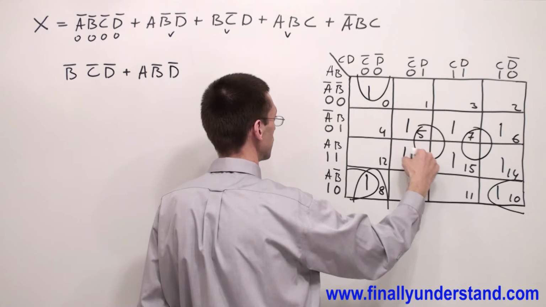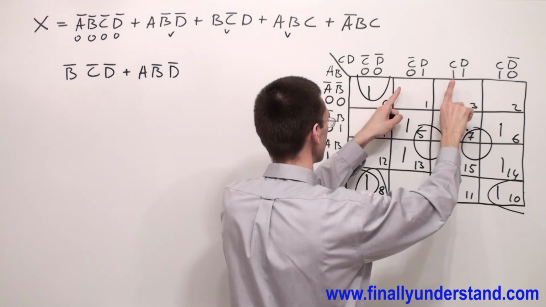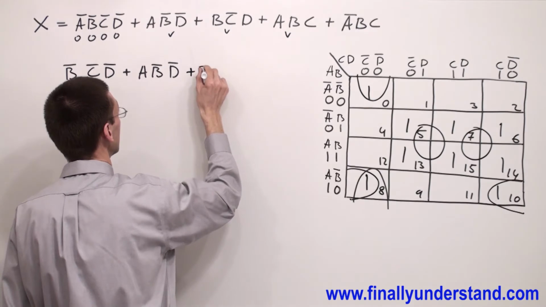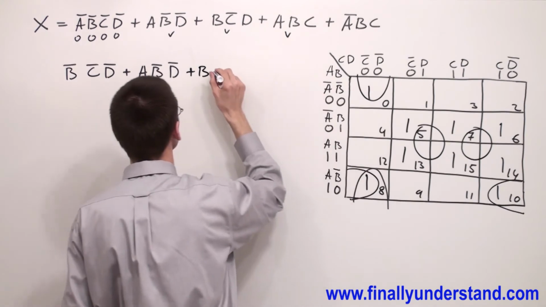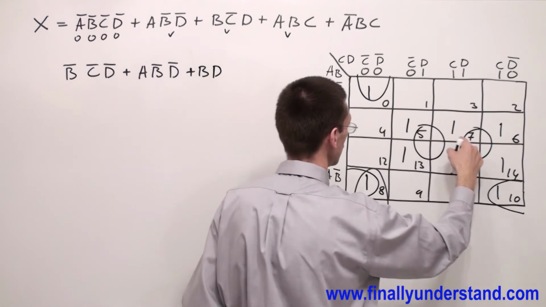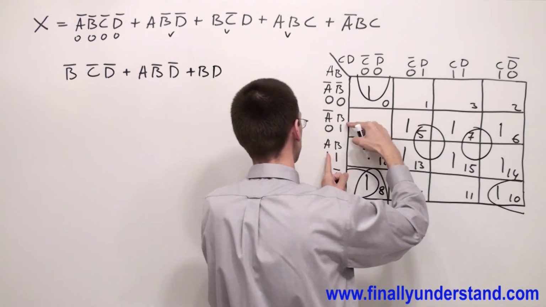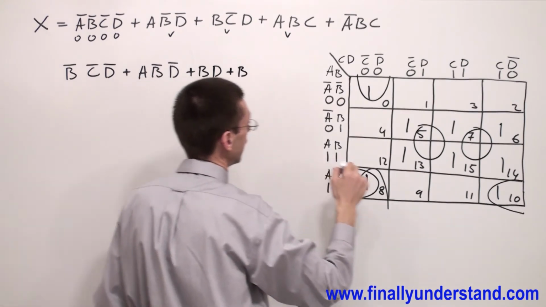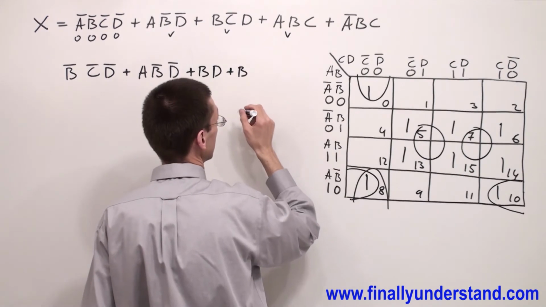Next, let me talk about this one. This group is placed in two rows and two columns. The common variable for these two rows is B, and the common variable for these two columns is D. I'm finished with this group. This group is placed in two rows and two columns. The common variable for these two rows is B, and the common variable for these two columns is C.